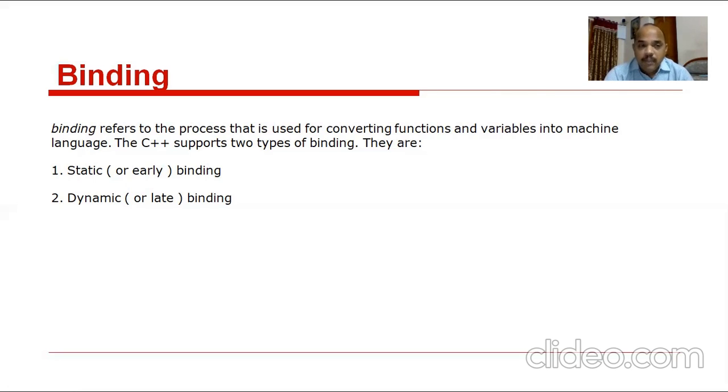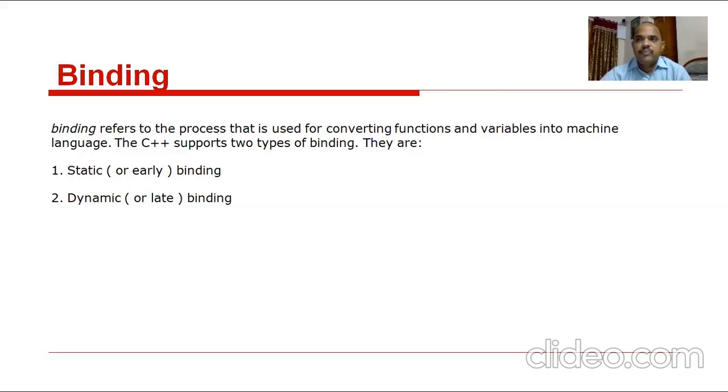Thus, binding refers to the process that is used for converting functions and variables into machine language. Simply, C++ supports two types of bindings. They are static binding, which is also known as early binding, and the second one is called dynamic binding or late binding. Clear all of you? Here, compile time polymorphism and runtime polymorphism. Static binding, dynamic binding, early binding, late binding. Clear? Then this is the binding.